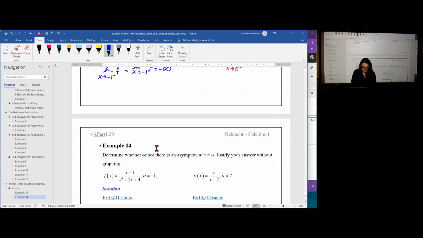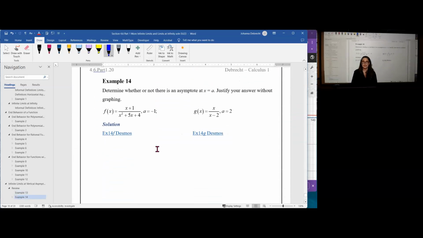We have one final example to do, and this is example 14. Let's now look at example 14.